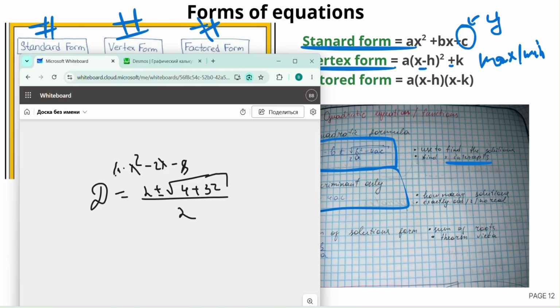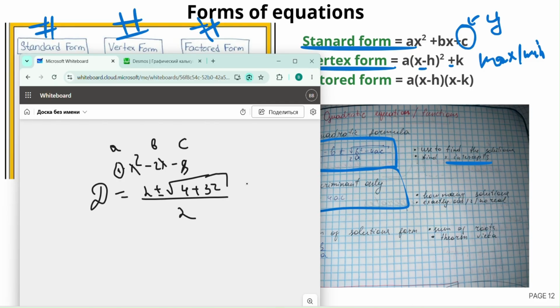Remember, here we've got 1. Our A value is 1, our B value is minus 2, and our C value is minus 8. I put everything into this formula and try to find the solution. Pay attention to the sign. Here it is minus. Then in the formula here, we've also got minus. 2 minuses will give plus. It should be plus. If you don't have anything, it means already plus.